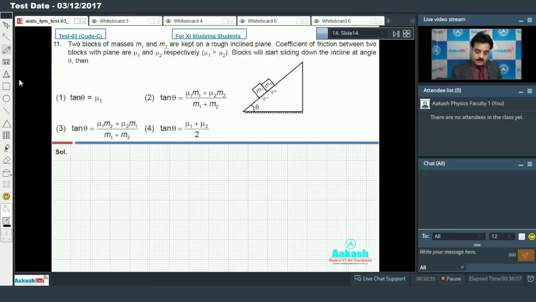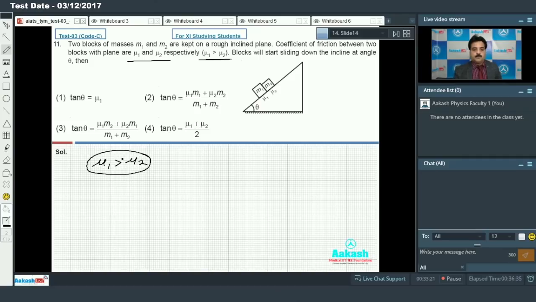Now I am going to take question number 11. Two blocks of masses m1 and m2 are kept on a rough inclined plane. The coefficients of friction between the two blocks and the plane are mu1 and mu2 respectively. Mu1 is greater than mu2. The blocks will start sliding down the incline at an angle theta. So here we are saying that mu1 is greater than mu2.